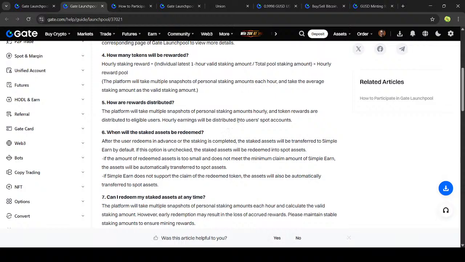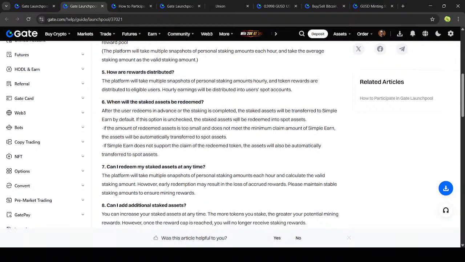So how are rewards distributed guys? The platform will take multiple snapshots of personal staking amount, and the hourly token reward will be distributed to eligible users, and hourly earnings will be distributed into the user's spot account guys.